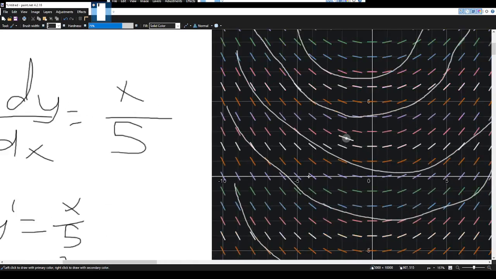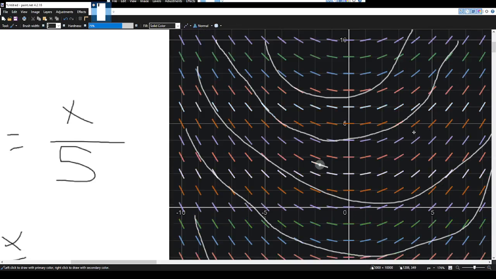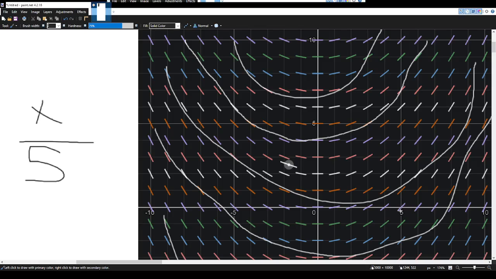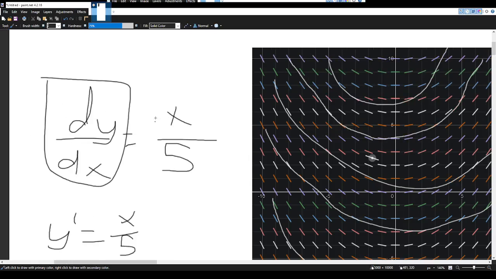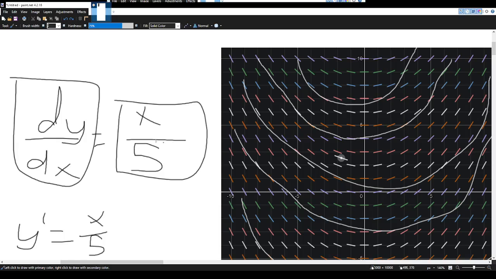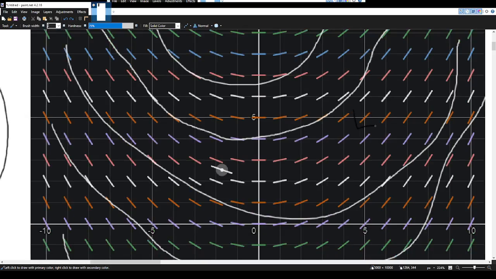But to get each point here, let's say I wanted to get the point at 5 comma 5, right? What I would do is say, okay, y is 5, x is 5, and I'm trying to find this dy/dx. So I use this equation right here. Now, one thing to note about this is that this only has x in it. This could have x and y in it. So you could say x plus y divided by 5, x times y divided by 5, x over 5y, something like that. But this only has x. So you take the x value, which is 5, and divide it by 5 to get 1. So the slope at 5 comma 5 should be 1, which it looks like it is, right?